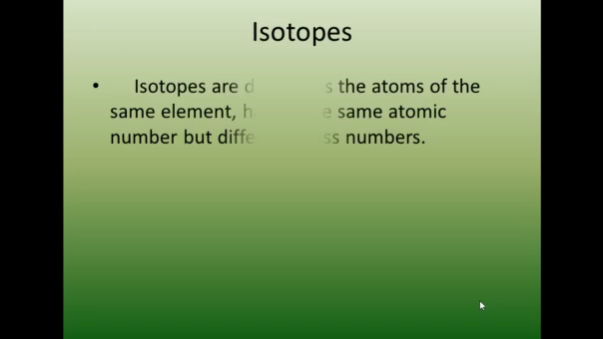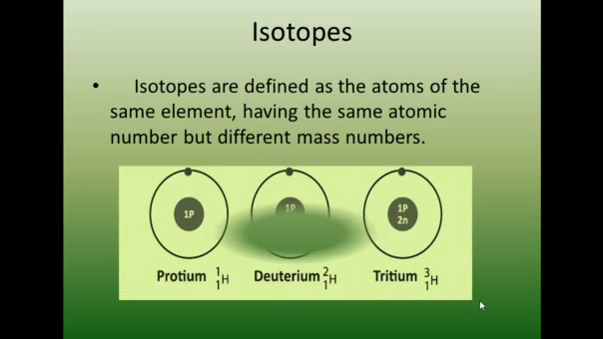In this lesson today we are going to discuss the topic isotopes, isobars and isotones. Okay, so what is isotopes? Isotopes are nothing but atoms of the same element having the same atomic number but different mass numbers.